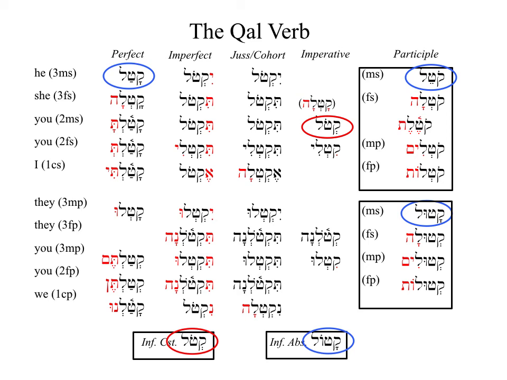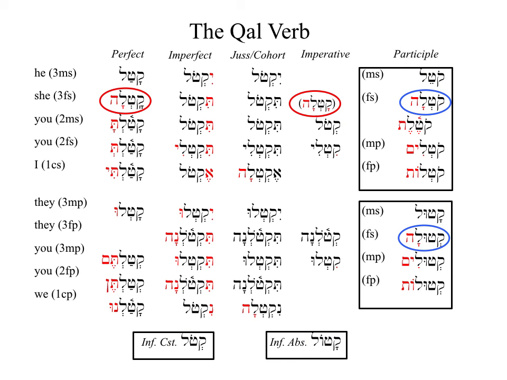The ones in blue are likewise distinguished only by vowels. Katal is a perfect. The active participle is kotail. Passive participle is katul. And the infinitive absolute is katol. So there's a lot of similarity, and I have to make sure I'm paying attention to these vowels. In the examples here, we see that we have a qamets-he ending that makes all of these forms slightly similar. Once again, the two forms in red have an identical appearance.